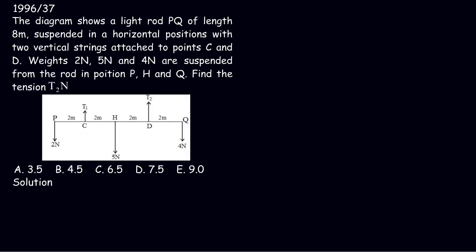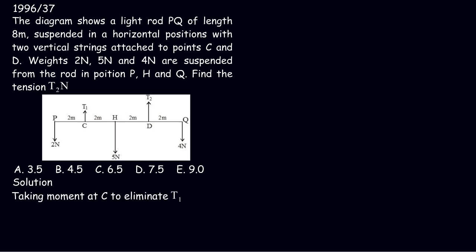Our next question is from WAEC 1996, and it states that the diagram shows a light rod PQ of length 8 meter suspended in a horizontal position with 2 vertical strings attached to point C and D. Weights 2 Newton, 5 Newton and 4 Newton are suspended from the rod in position P, H and Q. Find the tension T2 Newton, that's the tension at D.